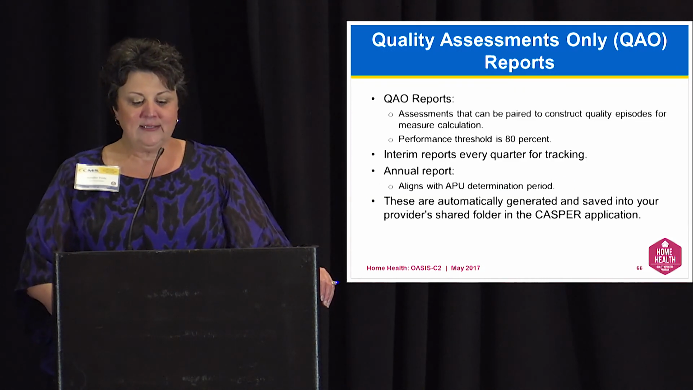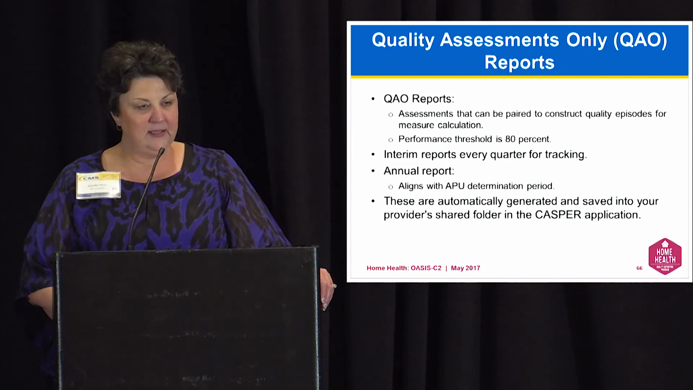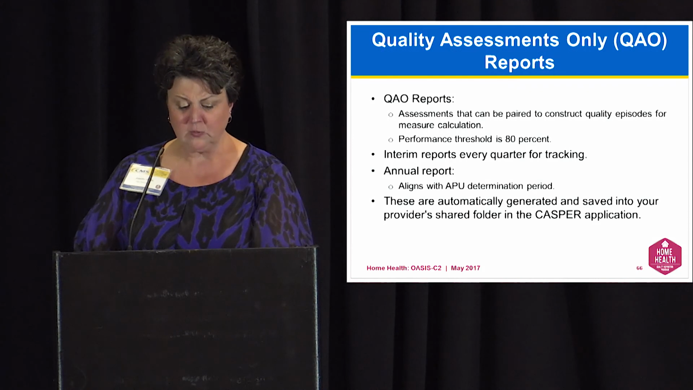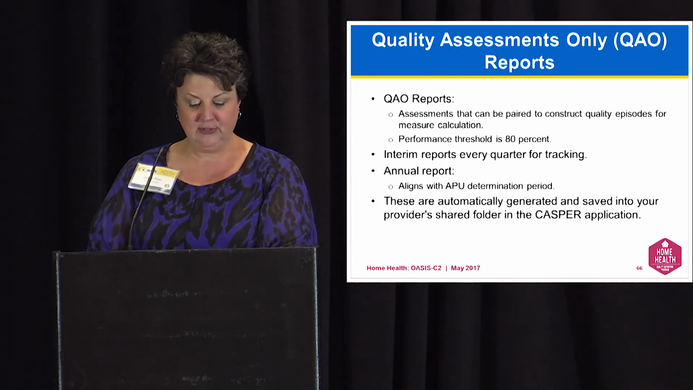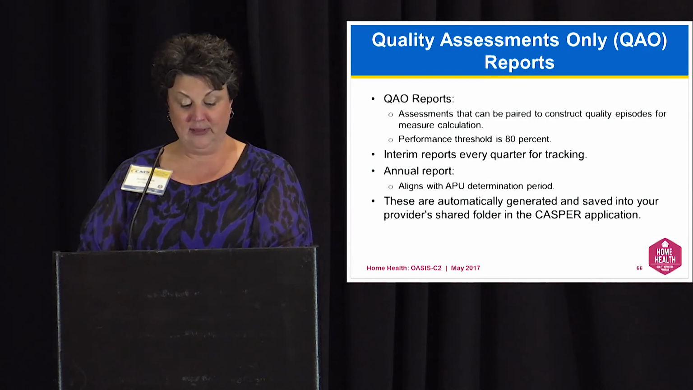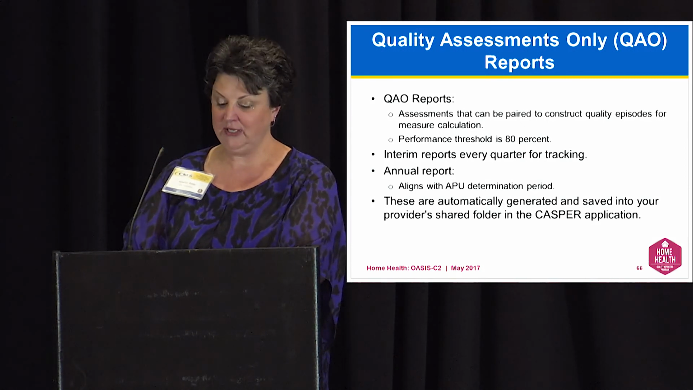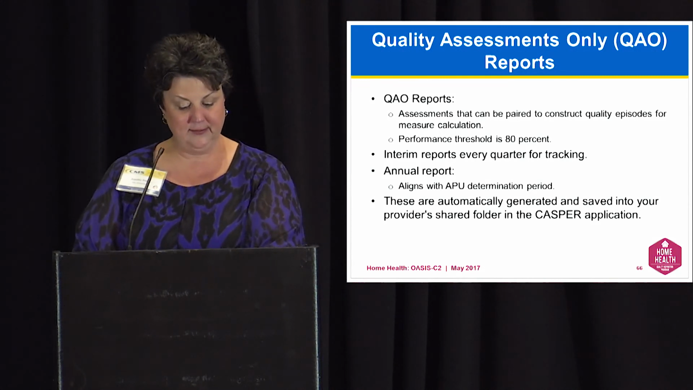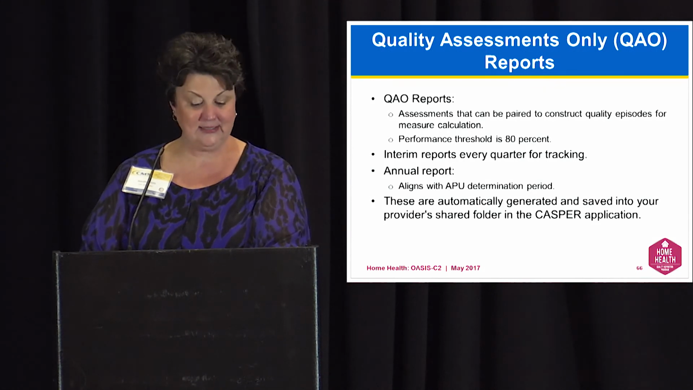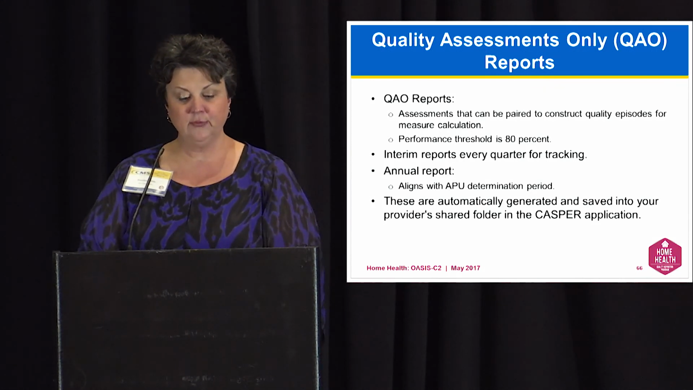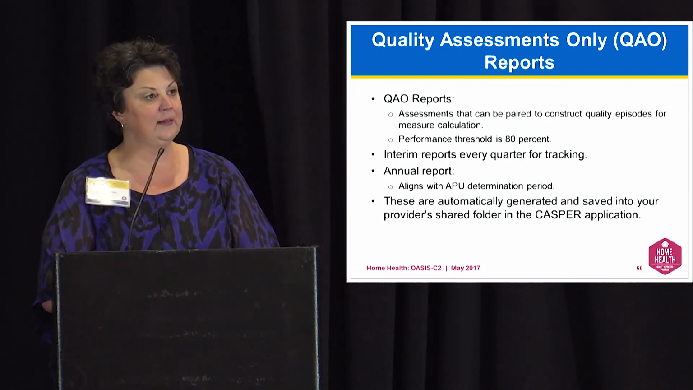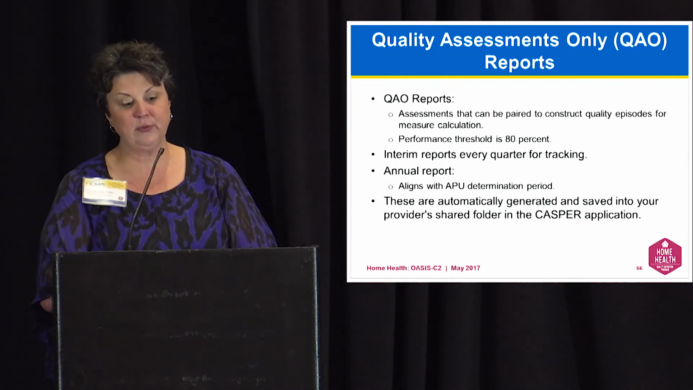And next we have the quality assessment only, or QAO reports. And these reports alert agencies of their status toward achieving compliance with the OASIS quality data submission requirements. Specifically, these note compliance levels with the requirement that there be matching assessments for the patients admitted to the home health agency. The compliance threshold is 80%, and there are interim reports available on a quarterly basis, as well as an annual report that aligns with the APU determination period.